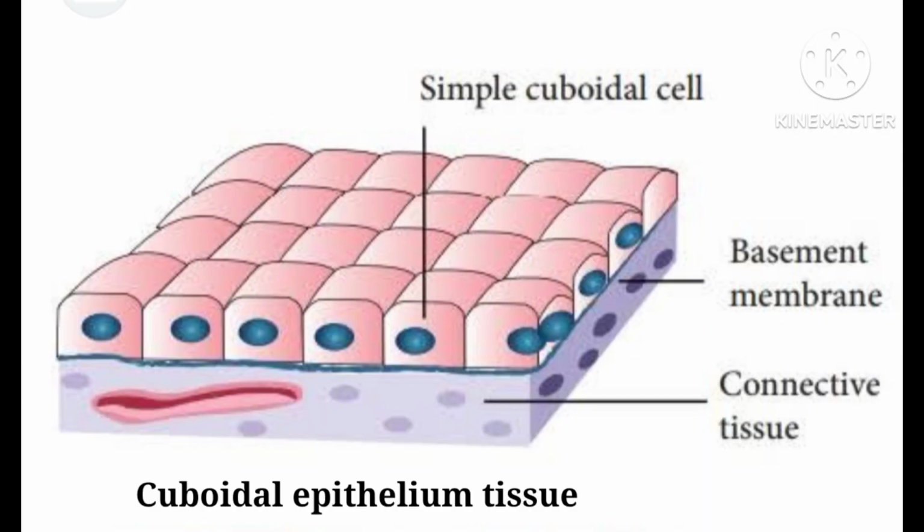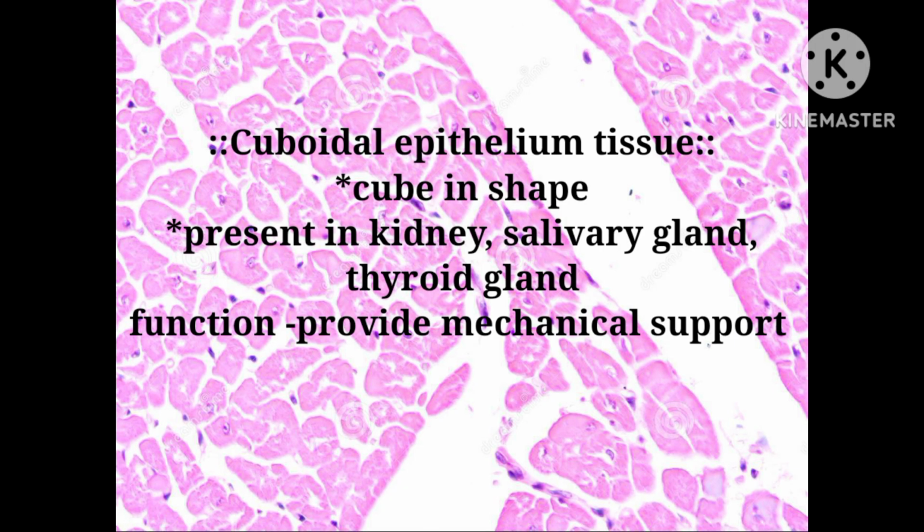This is the picture of cuboidal epithelium tissue. The cuboidal epithelium tissue is cube shaped. It is present in the kidney, salivary gland and thyroid gland. The main function is to provide mechanical support.